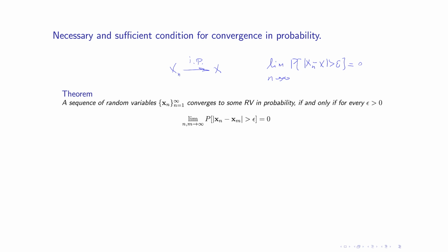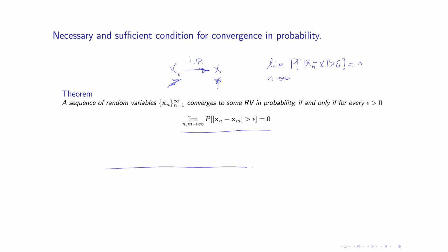Now, in many practical situations, Xn may converge in probability, but we may not be able to find, or we may not know, the converging point. In that case, we want to verify if this random sequence first converges or not. This theorem says that this random sequence converges to a random variable if this limit is 0.